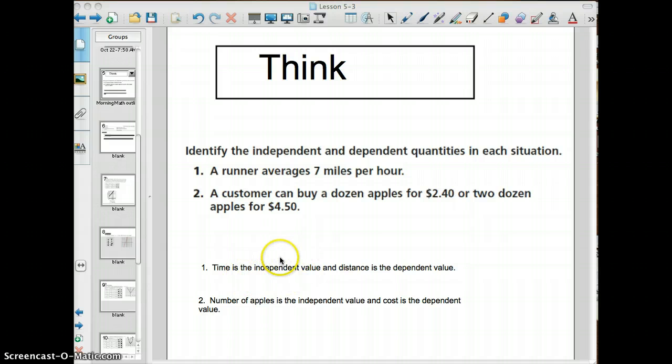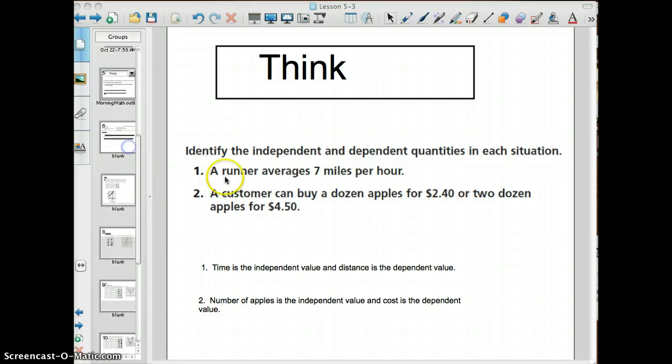This would be your x or your domain. This would be your range. If you look at the number of apples is going to be independent, and then the cost is going to depend on that because we have the customer that's going to buy 1 dozen for $2.40, 2 dozen for $4.50. So again, the cost is going to depend on the number of apples you want to buy.